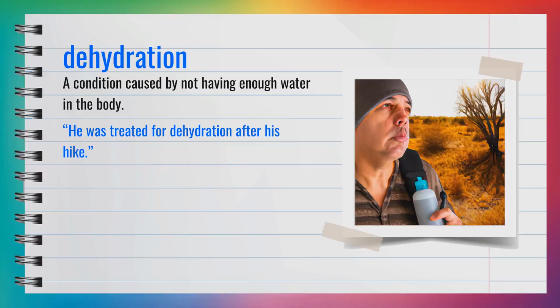The word dehydration, D-E-H-Y-D-R-A-T-I-O-N, is a noun. It describes a condition caused by not having enough water in the body. Dehydration can be synonymous with dryness or desiccation. For example, he was treated for dehydration after his hike. Staying hydrated is crucial for health. Dehydration is simply a lack of water in the body.